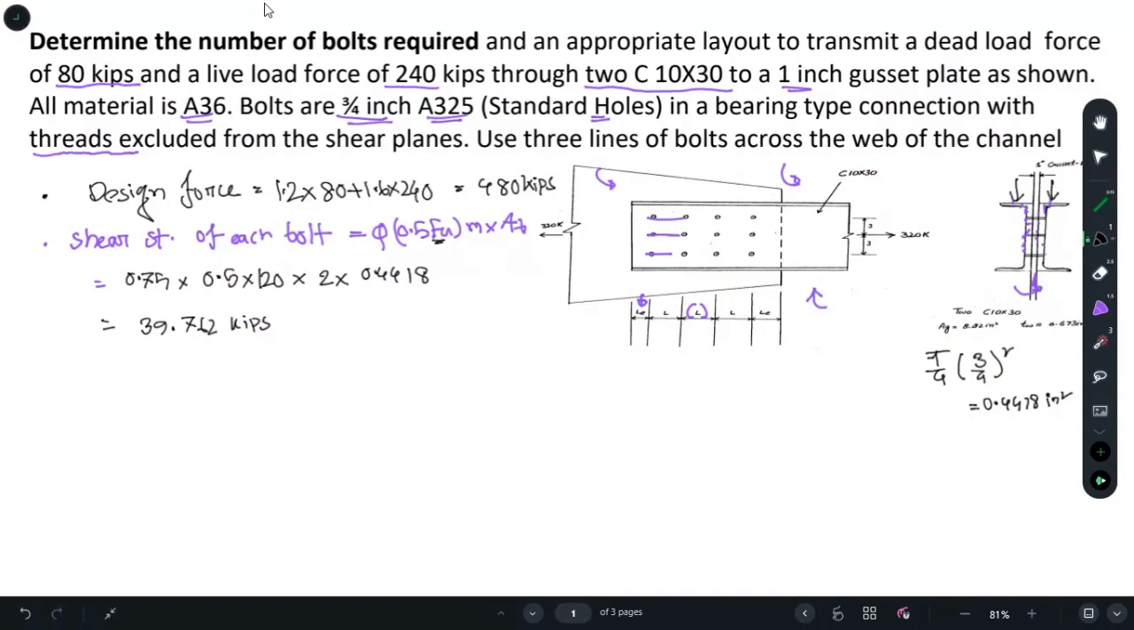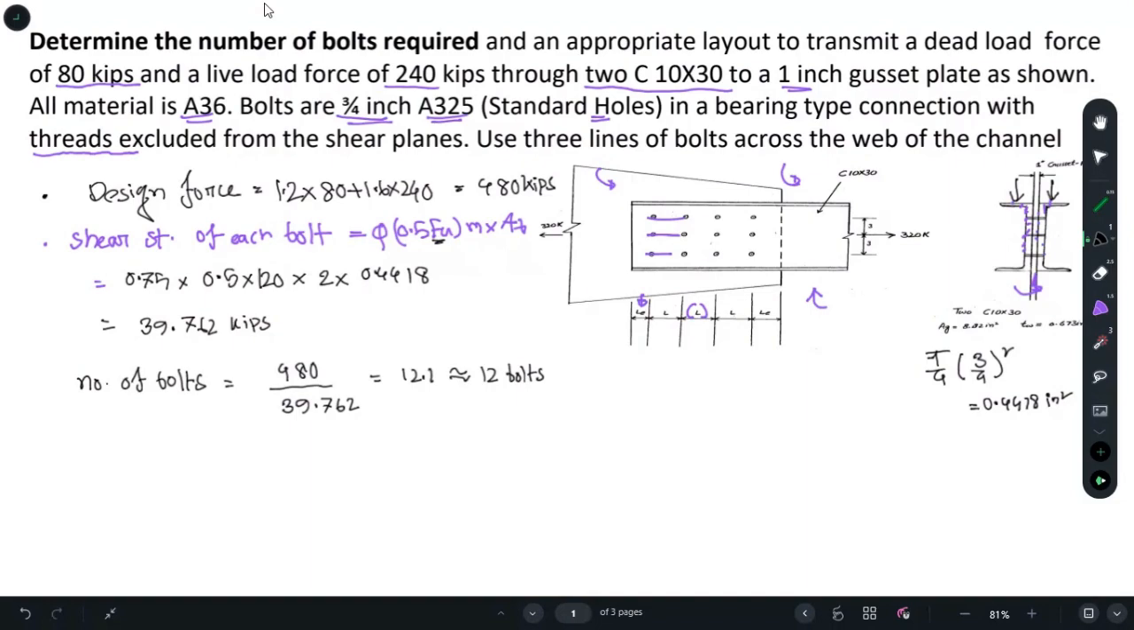So how many bolts do you need? The number of bolts will be the total force divided by the shear capacity of each bolt, which is 39.762, and you will get a value of 12.1. So you can use a 12 bolts layout. In this way, you can find out the number of bolts you need.